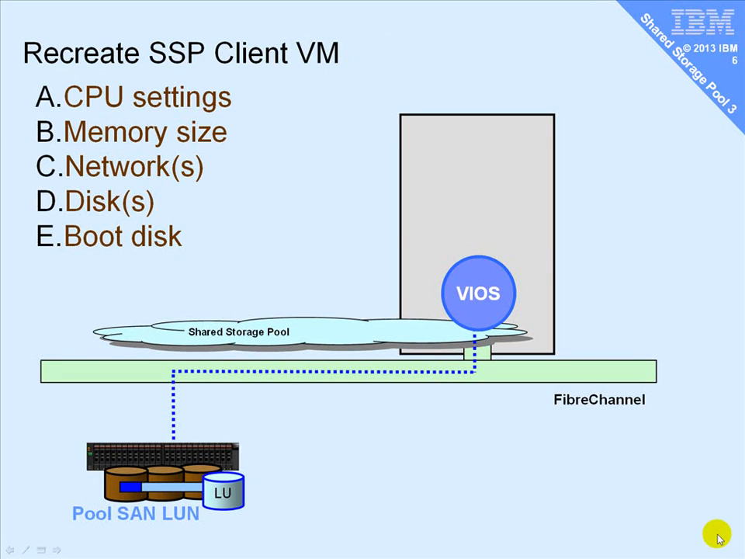So we want to recreate this client virtual machine. What information do we need? Well, the CPU settings and memory size is the first thing that's obvious. If the HMC still exists and is accessible, then we can get that information from there. If not, then we'll probably find any performance tools that we were operating will actually have that information as well. nmon certainly does. Tivoli monitoring will have that. PM for Power Systems will have that. Even the free tools like LPAR2RRD or Ganglia will have that information.